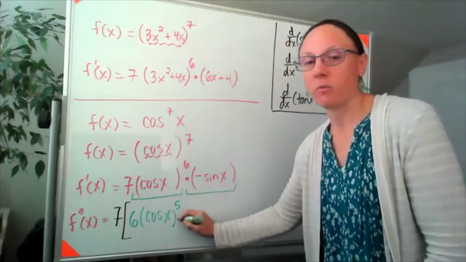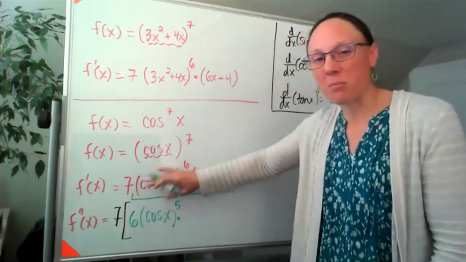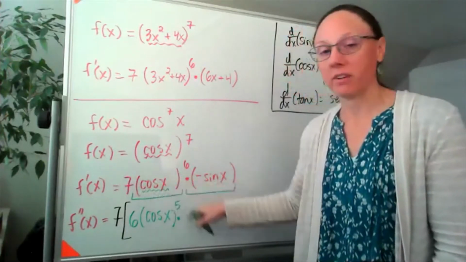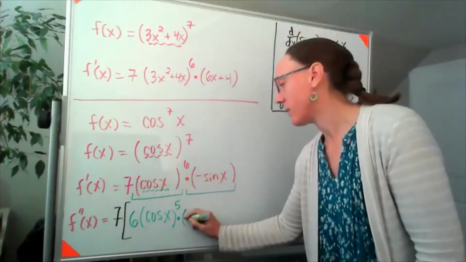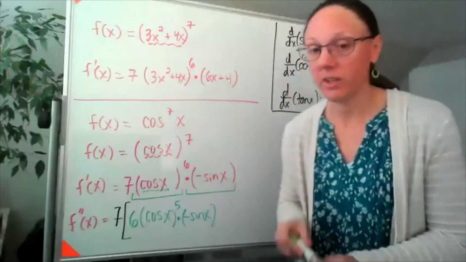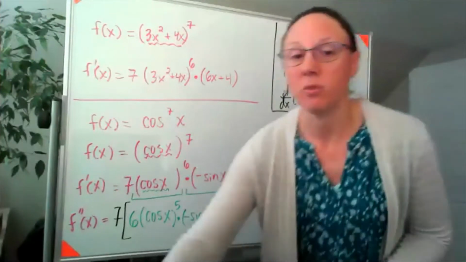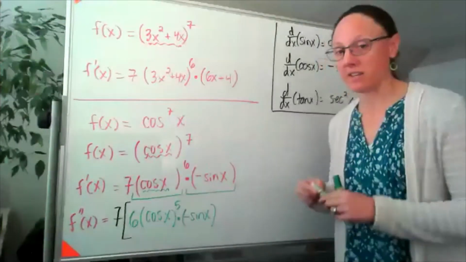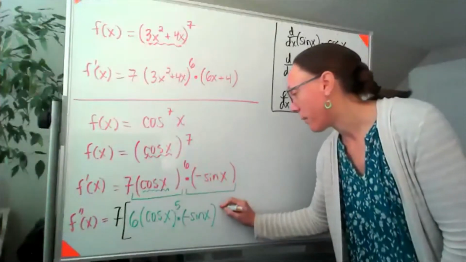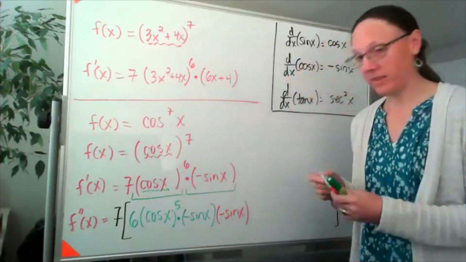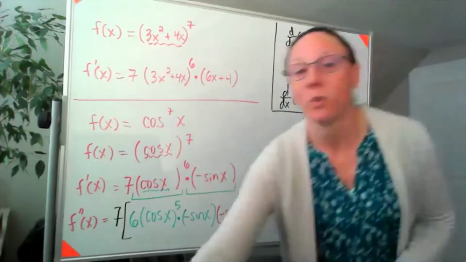times, chain rule says, I had something raised to the 6th power, so I need to multiply by the derivative of the inside, and that's going to be that negative sine of x. Then, again, product rule-wise, all of that was just the derivative of the first piece. So I'm going to multiply that by the second piece unchanged. Since it's a product rule, I know we're adding.